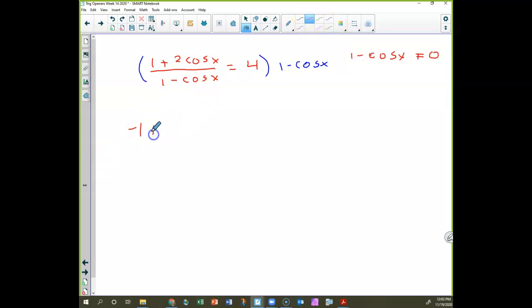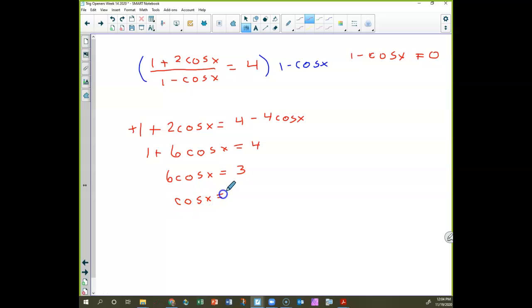So 1 plus 2 cosine x is 4 minus 4 cosine x. And so I'm going to put like terms together. I'm going to add 4 cosine x to both sides. So 1 plus 6 cosine x is equal to 4. And then subtract 1 from both sides, so I can isolate the trig function. 6 cosine x is equal to 3. And then I need to get cosine by itself, so divide everything by 6. And the cosine of x is equal to 1/2.